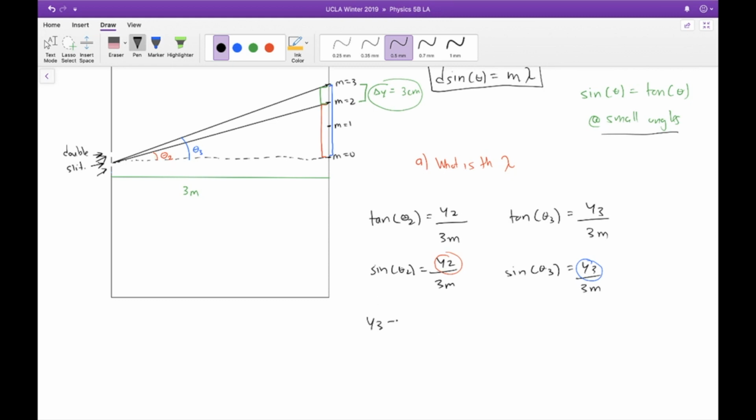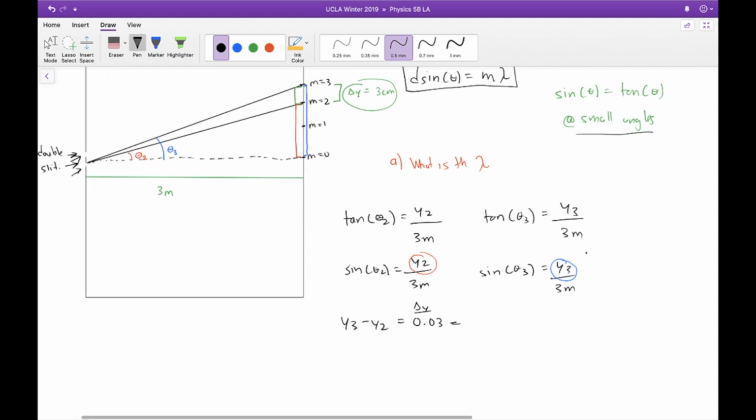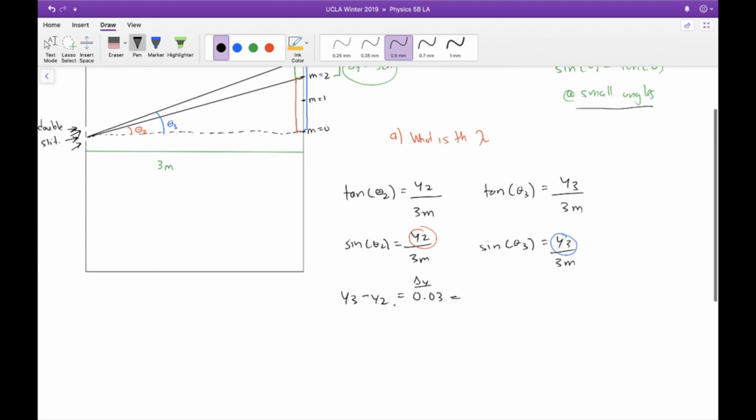So I'm going to say y3 minus y2 is equal to 0.03. I just converted 3 centimeters to meters over here. Okay, and this is delta y. So, and that's going to equal what? Let me actually rearrange this a little bit. If I bring this 3 meters over to this sine theta 2 side, I can just say that y2 is equal to sine theta 2 times 3, right? So in this case, since I'm doing 3 minus 2, let's do 3 times sine theta 3. So this equals 3 times sine theta 3 minus 3 times sine theta 2.